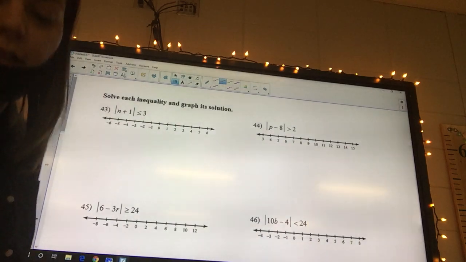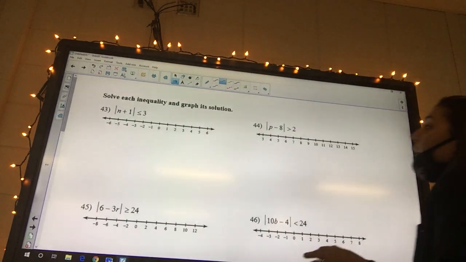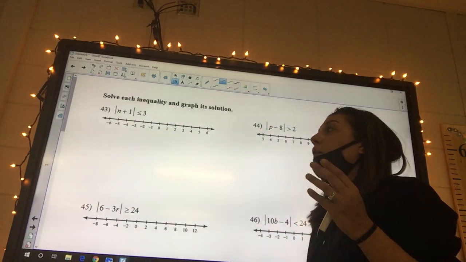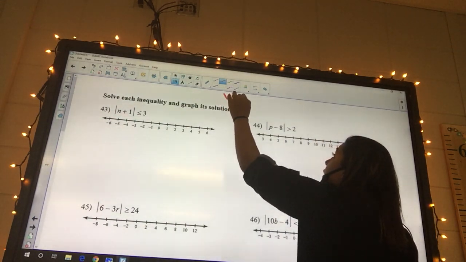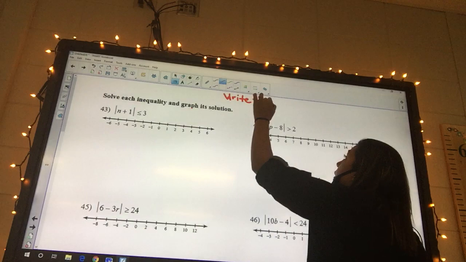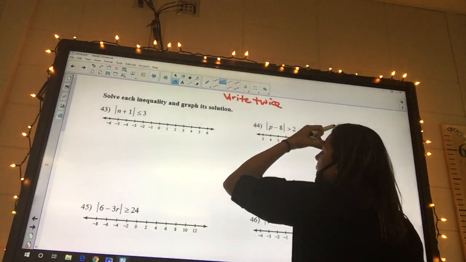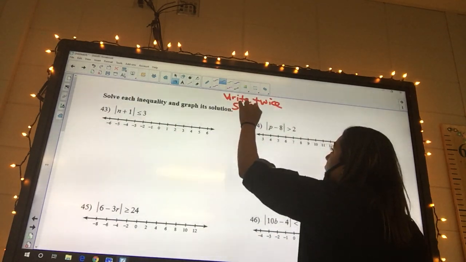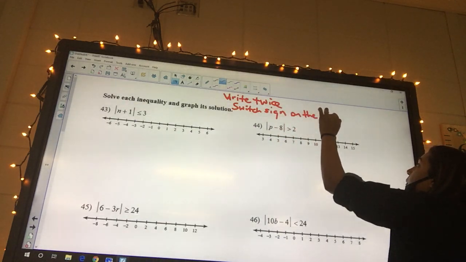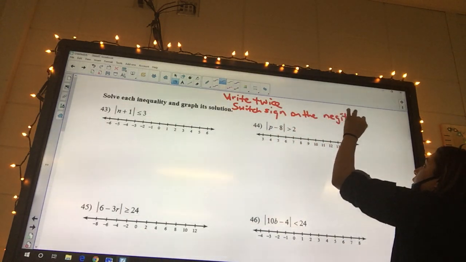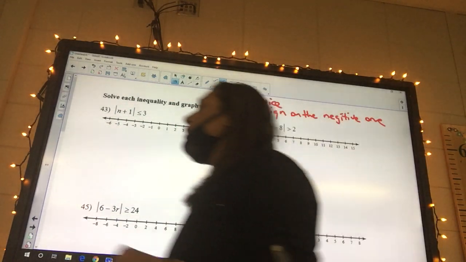Okay, the last section on here is the inequalities, the absolute value inequalities. This is the one where you need to write it twice. And what else? There's two more things. You gotta switch the sign on the negative one. So we need to switch the sign on the negative one.